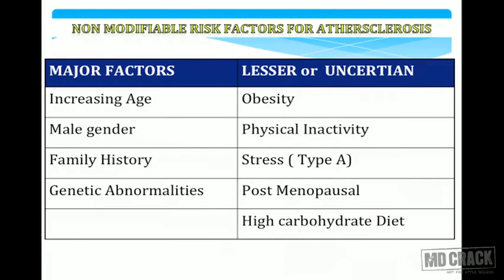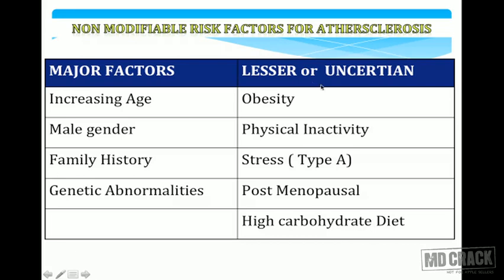So let us understand what are the risk factors for development of atherosclerosis. Risk factors have been classified into non-modifiable risk factors and modifiable risk factors. Non-modifiable in the sense you cannot modify these factors. There are major factors and lesser or uncertain factors. Major factors include increasing age. As the age advances, atherosclerosis becomes very, very common, and you cannot prevent the aging process. Male gender: if you're born male, you cannot change your gender easily. Family history of atherosclerosis, again you cannot alter it. Various genetic anomalies have been described that make humans prone to development of atherosclerosis.